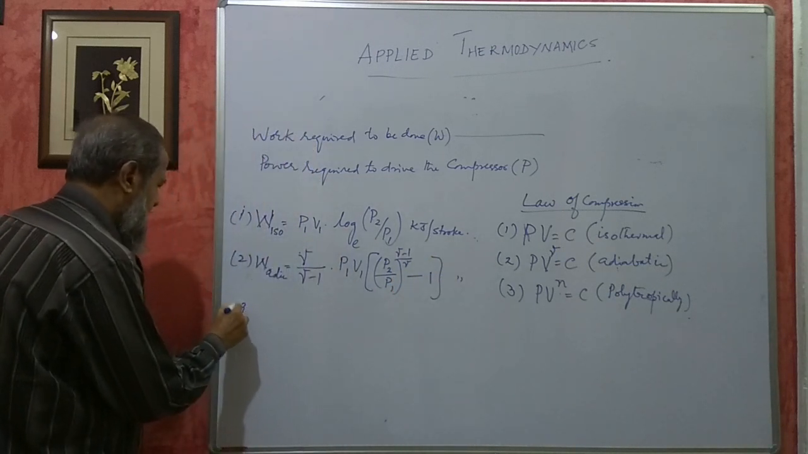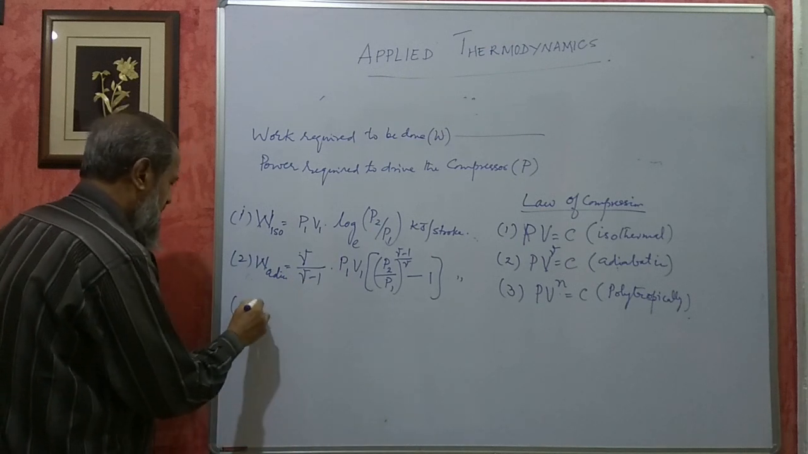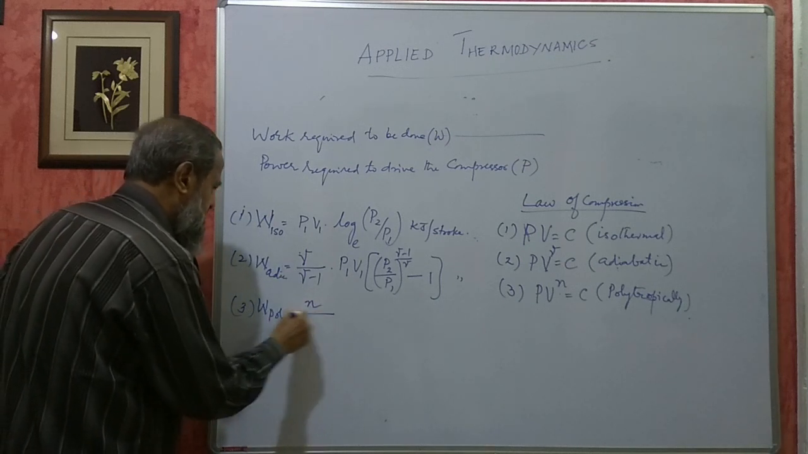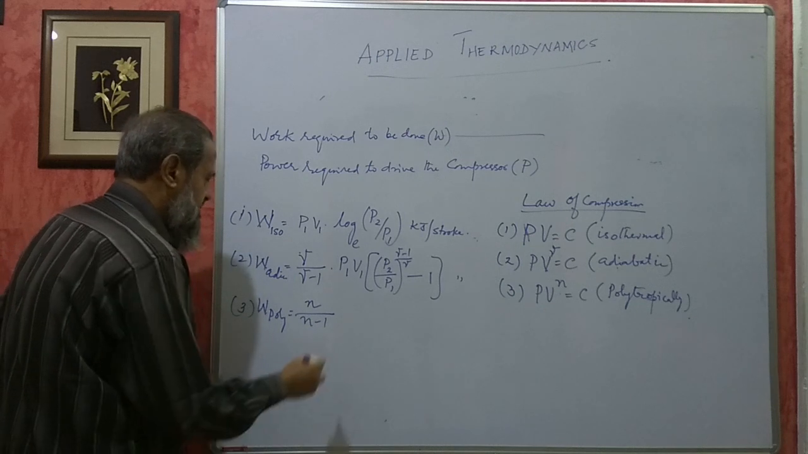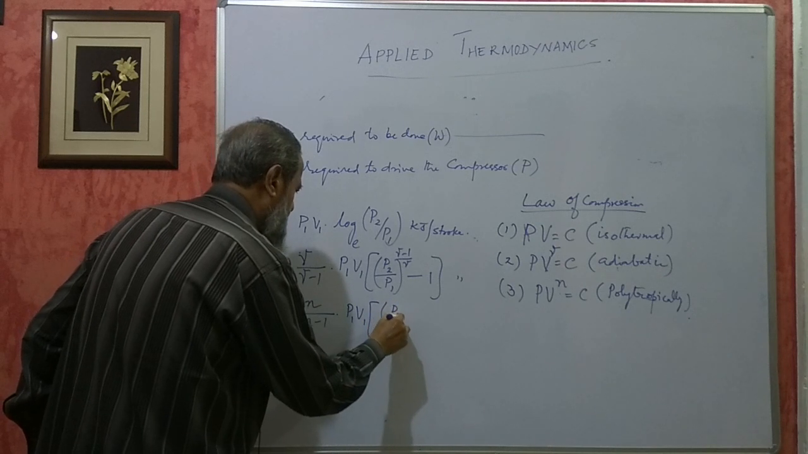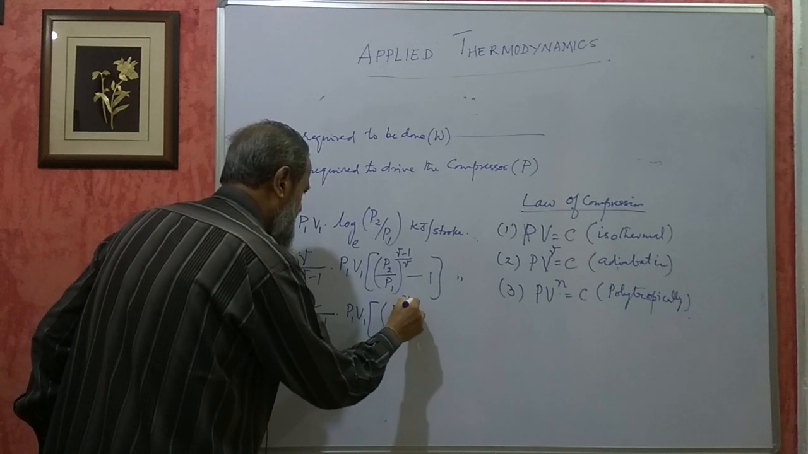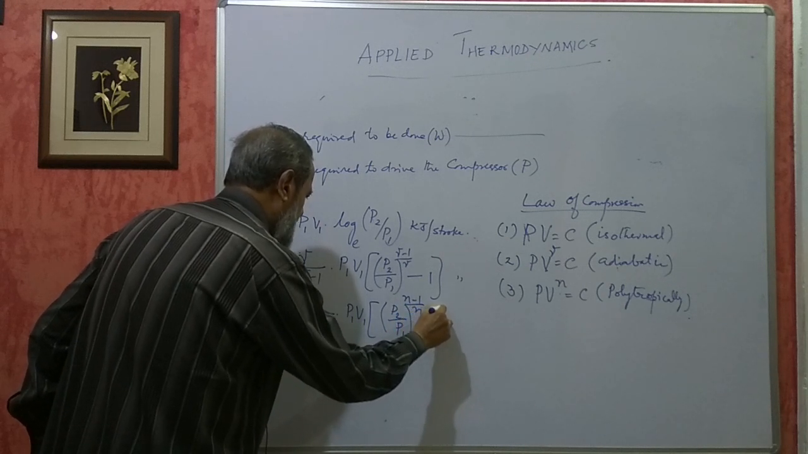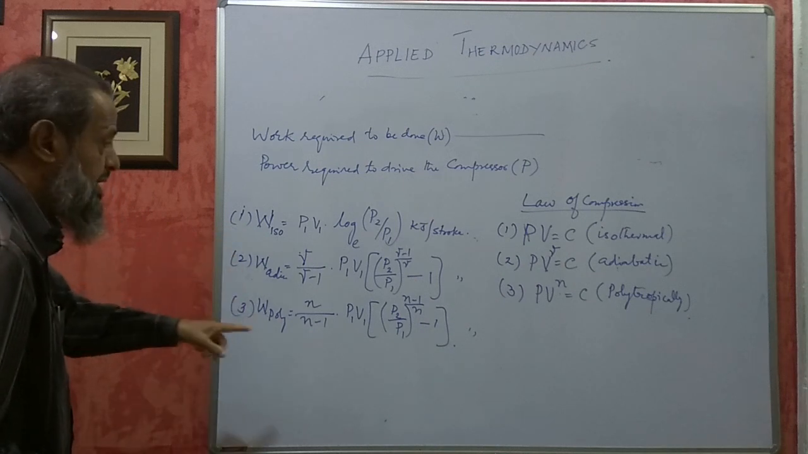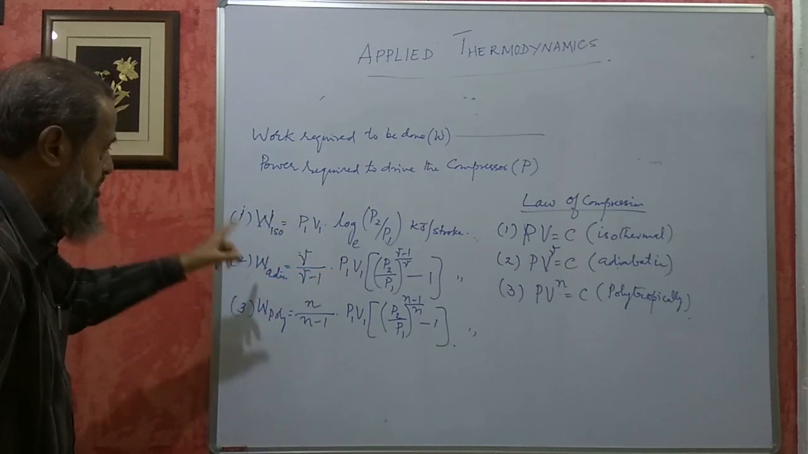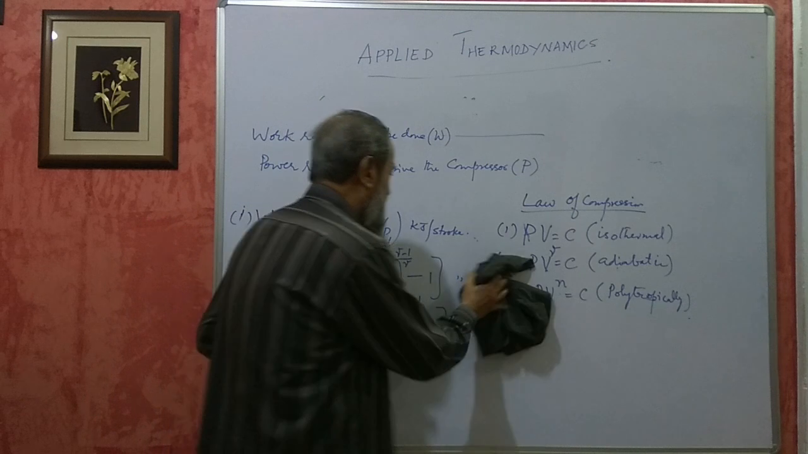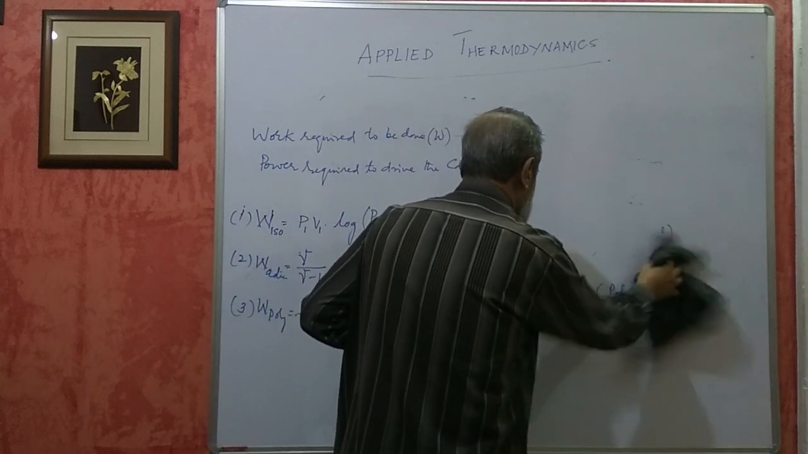If it is the third one, that is polytropic, W polytropic, then this gamma will be replaced by n. So n by n minus 1 into P1 V1 into [(P2 by P1) whole to the power of (n minus 1) by n, minus 1], so many kilojoules per stroke. These three formulae, depending on which is the law of compression, will give you the value of work required to be done on the compressor.